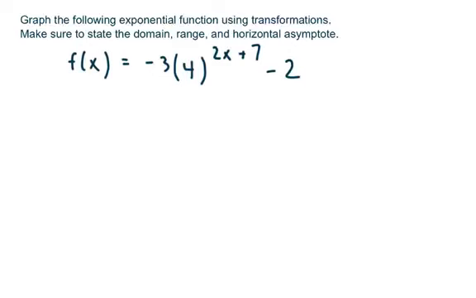All right, so if we take a look at this right here, we want to graph this exponential function using transformations and then state the domain, range, and horizontal asymptote. So let's first start by just talking about the transformations that are happening. So let's start with the parent function.